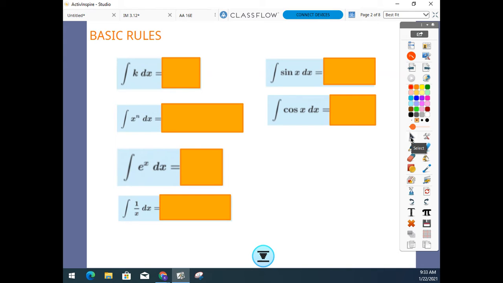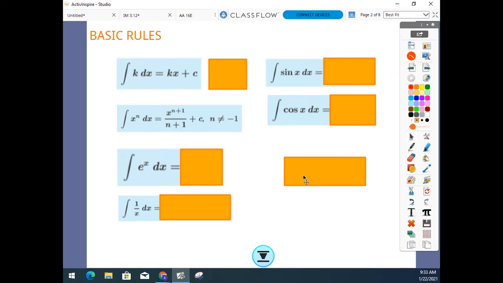So basic rules, if you integrate a constant, it's just your constant times x plus the constant of integration. If you have a power, your power rule, add 1 and divide. This is what we've been doing. Plus c. e to the x is just e to the x plus c.